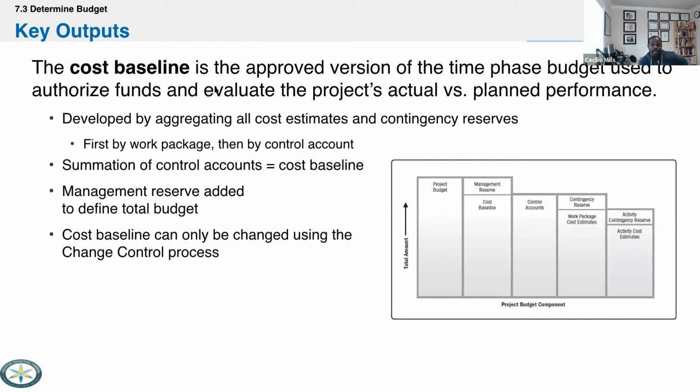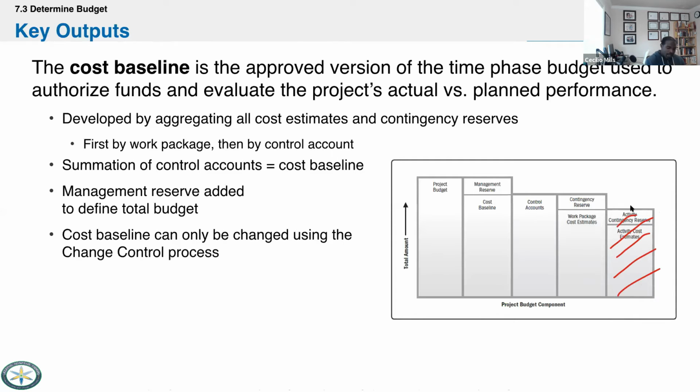So the cost baseline is the final approved version of the project budget. This is the amount of money we're authorized to spend. If you remember when we estimated activity cost in the last process, we did contingency reserves, right? We looked at those costs and said we need to add a percentage of cost or a set dollar amount. So we did reserve analysis. That's a tool or a technique. And we got cost estimates. That's what this figure represents, all of our cost estimates there.